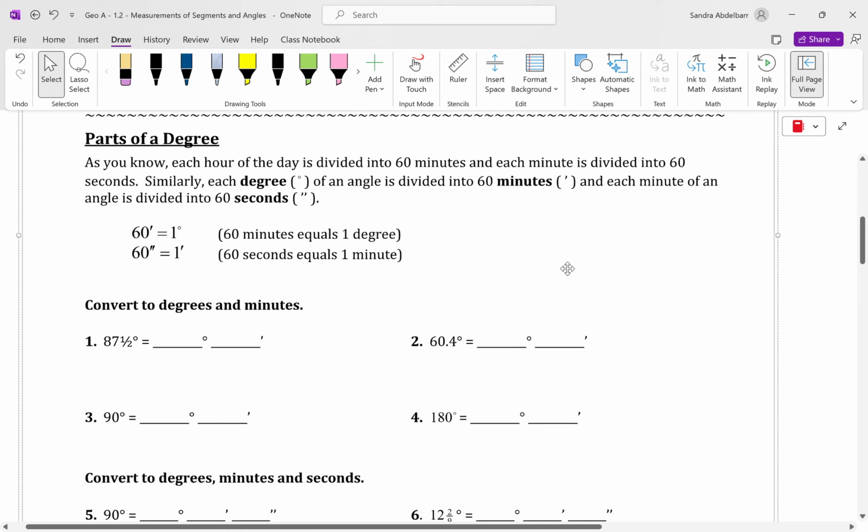So we know what a degree is, right? A right angle is 90 degrees, a straight angle is 180 degrees. We know what a degree is. But what happens is we can break down a degree. We could have fractional parts of a degree, right? Can I have an angle that's like 40.5 degrees? So what happens is we actually broke down the degree to multiple formats.